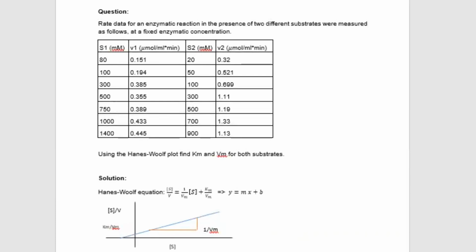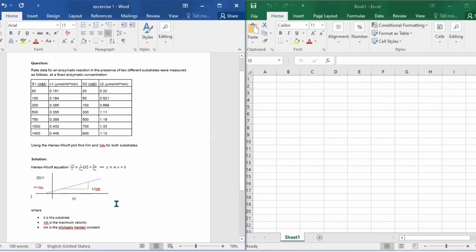Now first, what are these values that we're talking about? S is the substrate. S within its square brackets is the concentration of the substrate. Vm is the maximum velocity and can also be represented using Vmax, and this is dependent on the enzyme concentration. Km is the Michaelis-Menten constant.